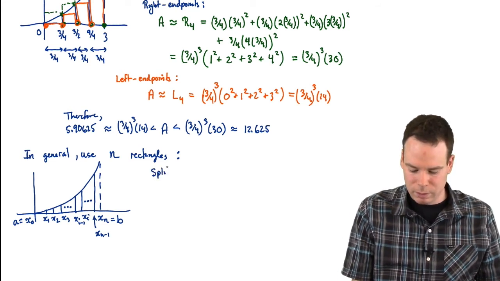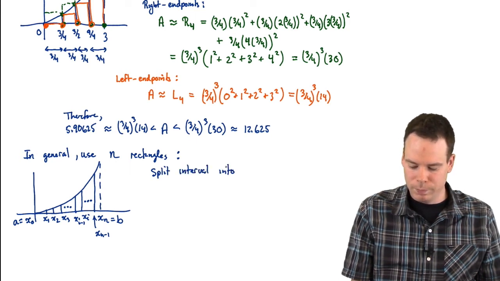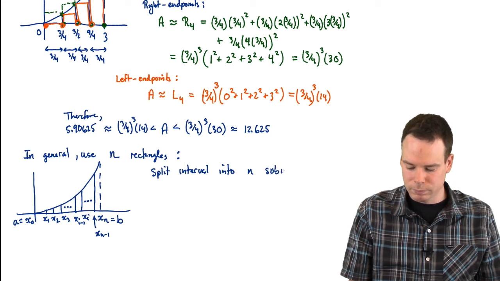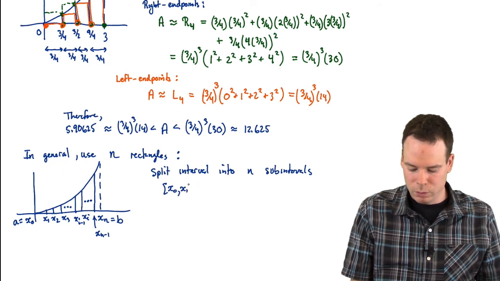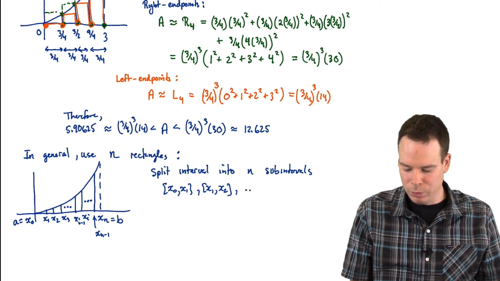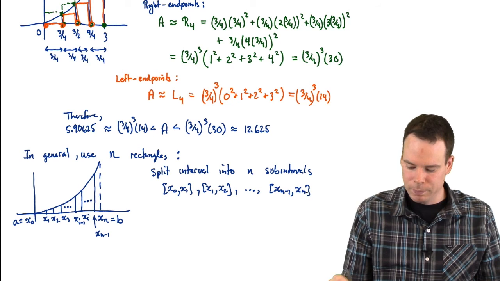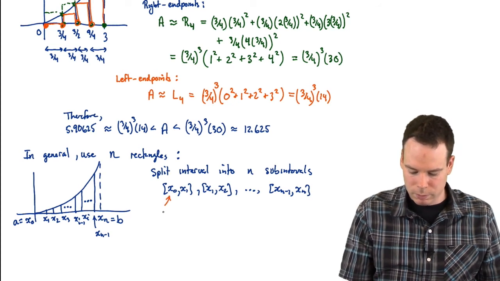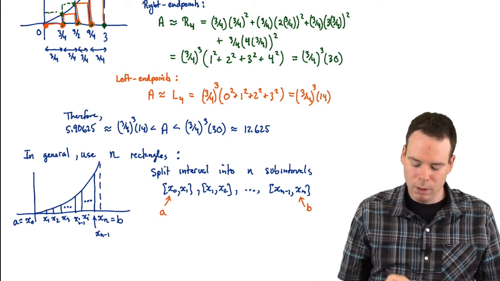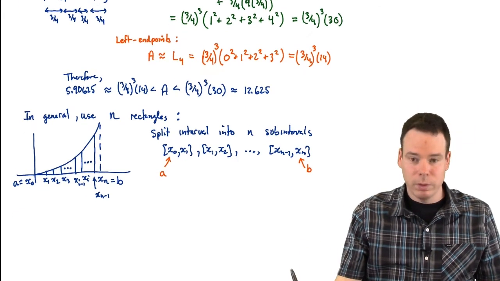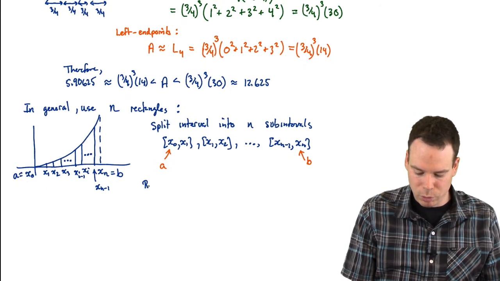So we're going to split the interval into n subintervals, which started at x0 to x1, x1 to x2. Those are just the names we're giving to the endpoints, all the way up to x sub n minus 1 to x sub n. And here, that was A, and the last one was B. What do we do after we split? We start computing areas. So we can use right-hand endpoints.